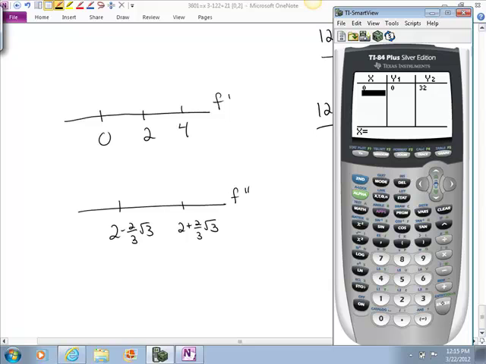I'm sorry, if I put 0 in here, obviously I get 0 and y1. But I don't want to do that. I want to put a number to the left of 0, like -1, and I get a negative. And then between 0 and 1, I'm going to put 1 in, which is positive.